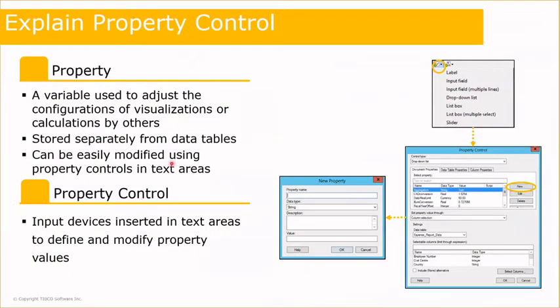Okay, next is property control. Property controls in text areas. We have already seen that properties are customizable elements, which can be adjusted or configured for different visualizations and calculations. Those are called properties. Now, how can we customize, adjust or configure these properties using the property controls?